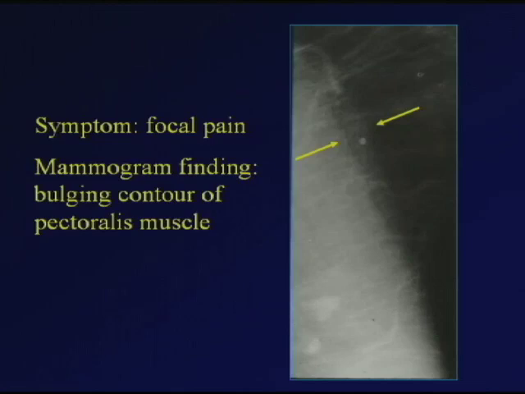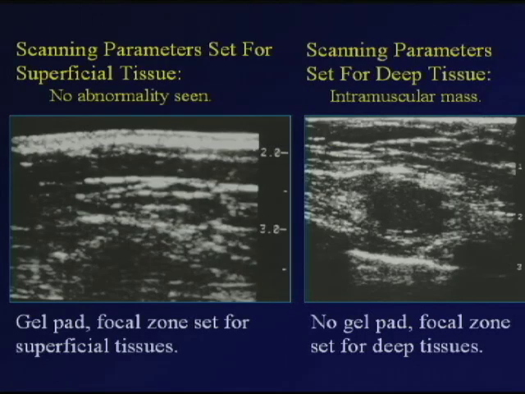This is an example of a woman who had focal pain. She could put her finger exactly where her breast pain was. Most of the time, breast pain is bilateral or diffuse or over a wide area, but this was different. This patient could put one finger at the site of pain. The only thing we saw on the mammogram was perhaps a little double density here in the region of her pectoralis muscle.